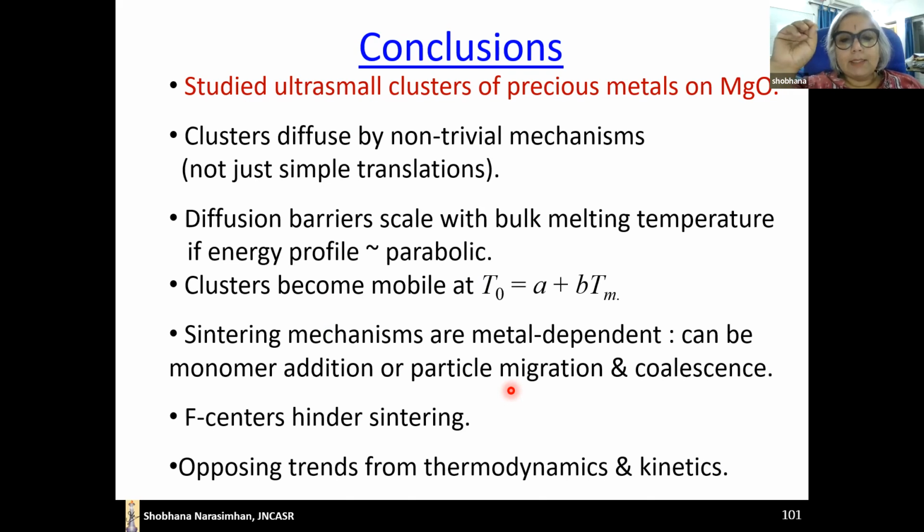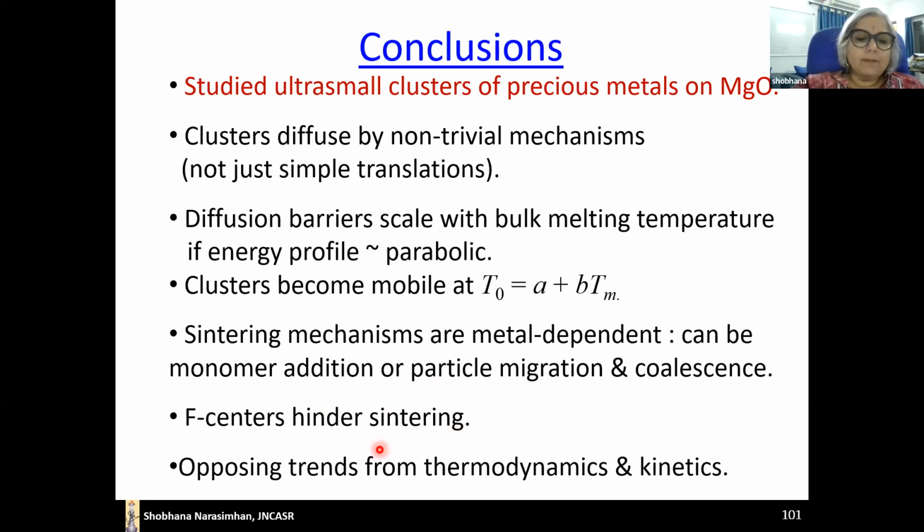We find that the cluster is diffused by non-trivial mechanisms, not just simple translations. And the diffusion barriers scale with bulk melting temperature if the energy profile is roughly parabolic. And the clusters become mobile at some temperature, which is some constant plus a fraction of the bulk melting temperatures. The sintering mechanisms are metal dependent and can be monomer addition or particle migration and coalescence. Having F centers hinders sintering.